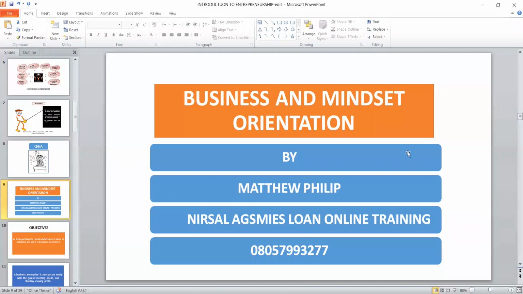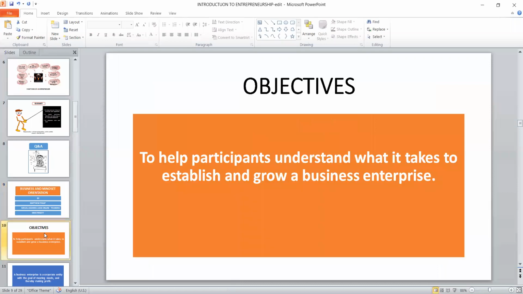Business and mindset orientation. The objective of the class is to help the participants understand what it takes to establish and grow a business enterprise. There are so many people who are in business, they just dabble into business without having the knowledge, without doing the right thing.